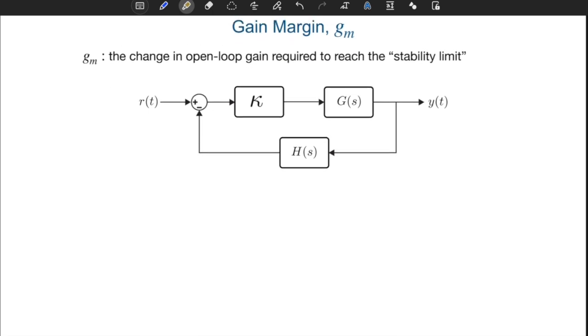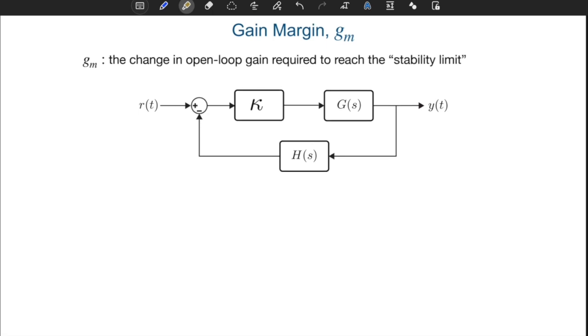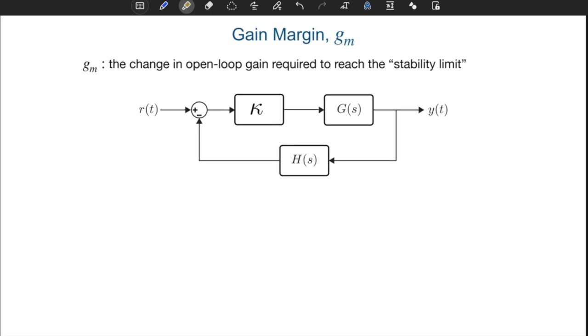The gain margin is more intuitive, but it is slightly less useful. We will generally use phase margin to design controllers, but gain margin is also important. Gain margin is the change in the open loop gain. We introduce a fictitious kappa, or k, to the system. It is the gain required to reach the stability limit. This is not part of the controller. We assume that we know G, we know H, but there is some sort of uncertainty in the system.